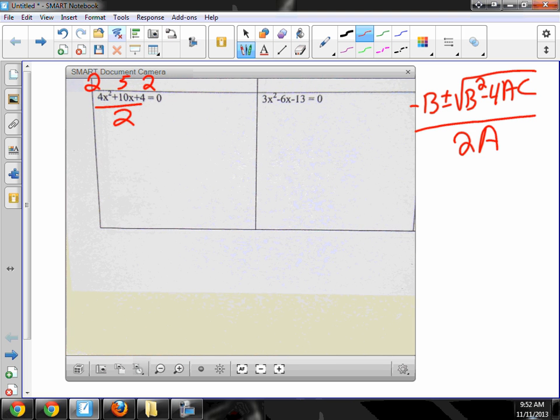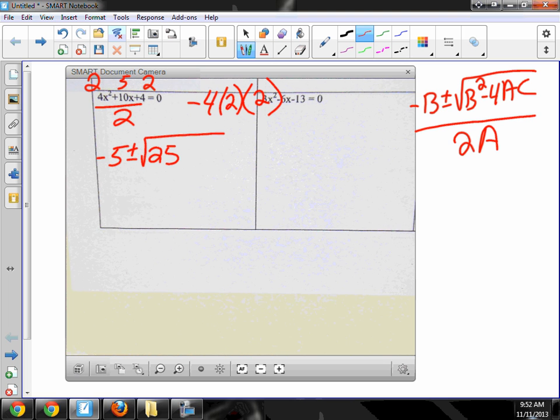So what is my negative b? So negative 5 plus or minus the square root of 5 squared is 25 minus 4 times 2 times 2, negative 16, over 2a, and a is 2, so divide everything by 4. What is 25 minus 16? 9. So negative 5 plus or minus 9/4.